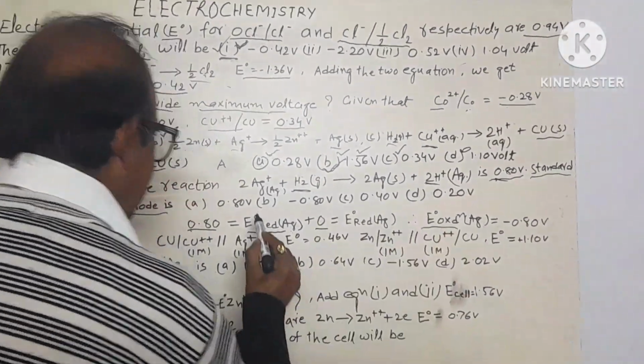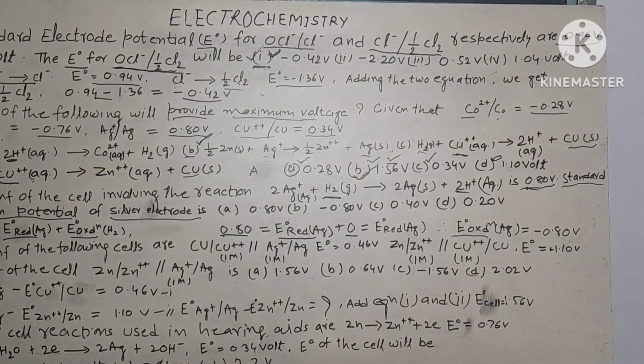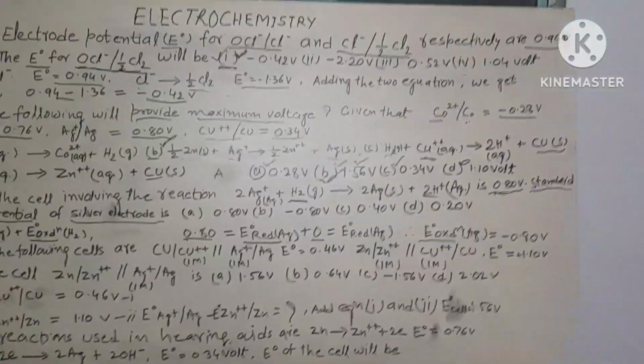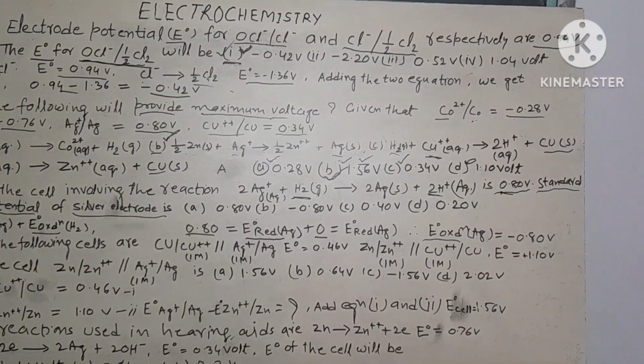0.80, that is the reduction potential. Reduction potential is plus 0.80. Then what will be the oxidation potential? Just reverse the sign, that's enough.